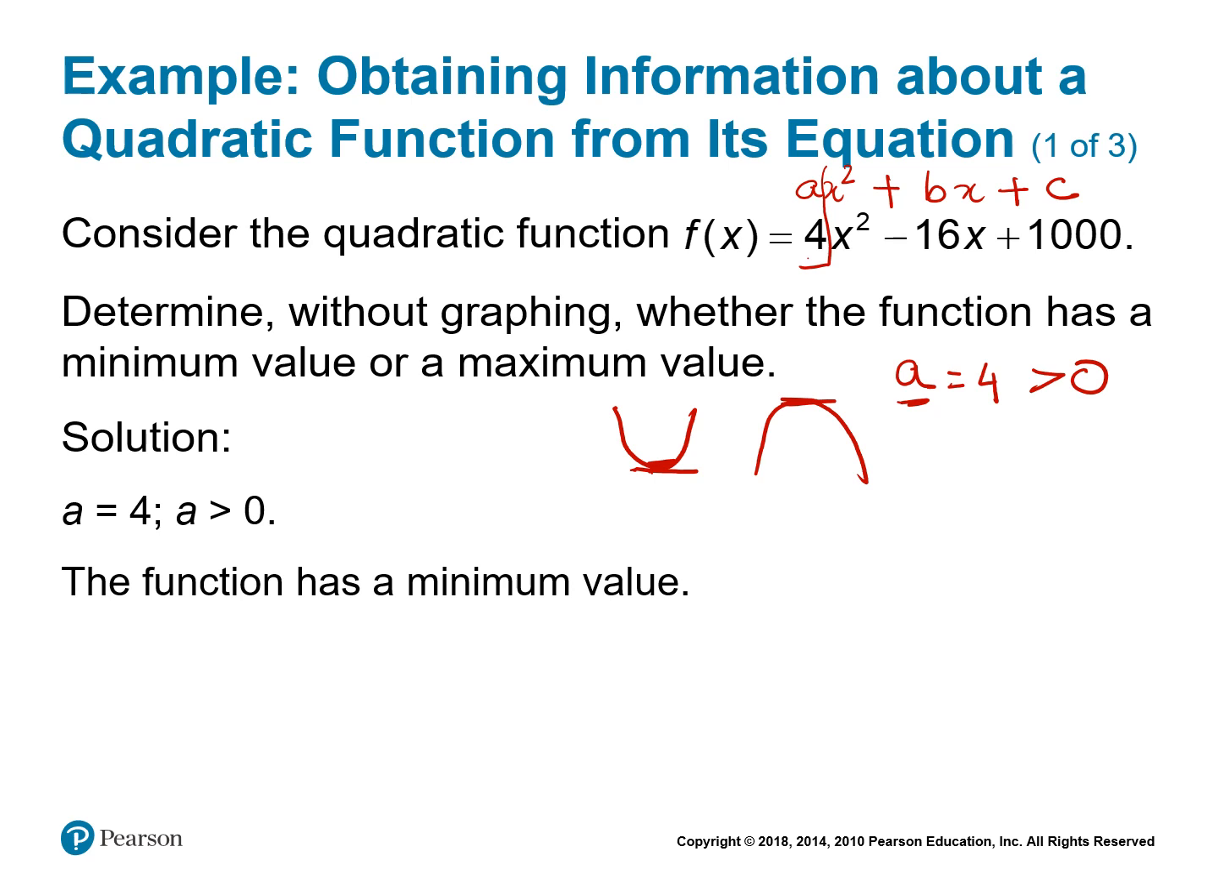So if the graph opens up, then it will have a low point. From left to right, it drops up to a certain point, which is called the vertex, and then it rises. So the solution they've given here is just what we discussed. A equals 4, which is greater than 0. The function has a minimum value.